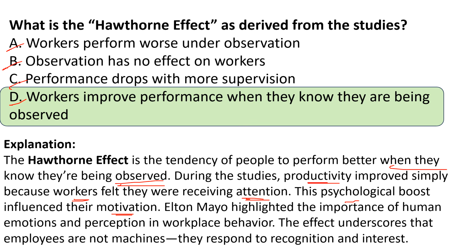Elton Mayo highlighted the importance of human emotions and perceptions in workplace behavior. The effect underscores that employees are not machines. They respond to recognition and interest. So basically, when someone is observing, you feel motivated. How do you feel motivated? Because if you feel that someone is observing, you feel that you are receiving attention, right? And then you will work more productively. Clear? That is what the Hawthorne effect is telling you.